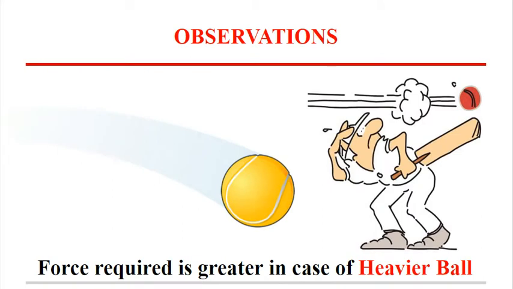And in the other case, consider two different balls, a tennis ball and a cricket ball, moving at the same velocity. In this case, if you would like to stop the balls, the force required to stop a tennis ball is quite less compared to the force required to stop a cricket ball, because the cricket ball is heavier. Hence, force required is greater in the case of the heavier ball.